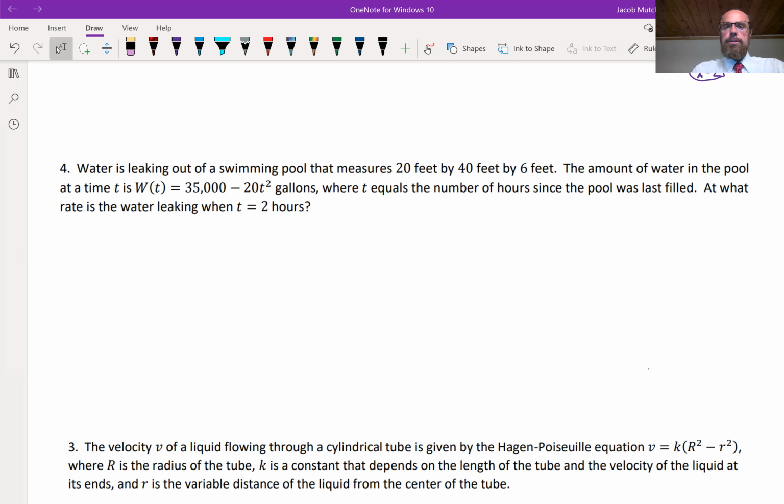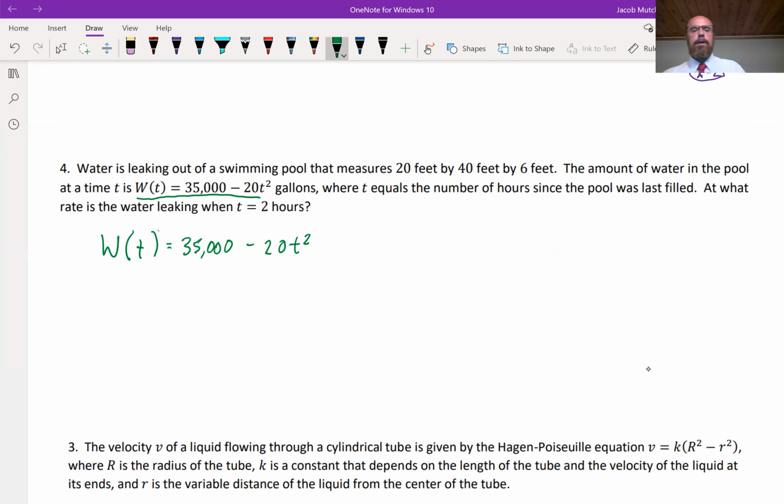So really, we just need a couple things here to find this rate. The first thing we need to recognize is that the amount of water in the pool is given by this function W of t equals 35,000 minus 20t squared. So just looking at that function, we can see that the maximum amount of water in that pool is going to be 35,000.